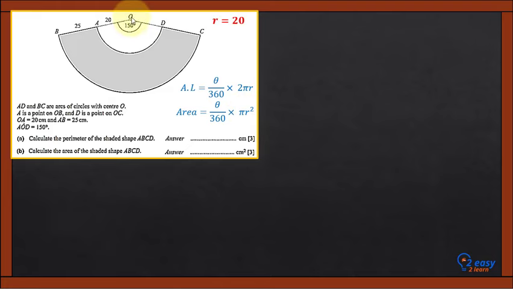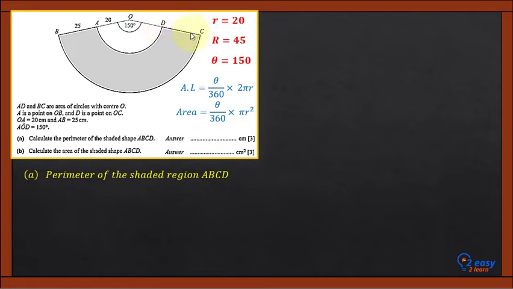The small radius OA is 20. And the large radius OB is 20 plus 25. So the radius of the big sector is 45 and the angle is 150 degrees. So this information we will use when we are solving this question. Part A, perimeter of the shaded shape. We have to calculate the perimeter of this shape. So we can say this length AB plus this arc length BC plus this length CD.